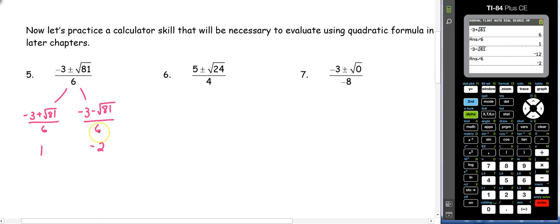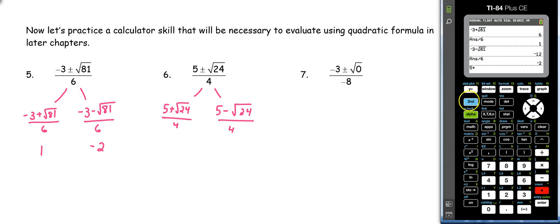In this case, we got nice integers. That's not always going to happen. Sometimes we're going to get decimals when we substitute. So number 6, when we split it apart, we have 5 plus the square root of 24 divided by 4, and 5 minus the square root of 24 divided by 4. In the calculator, we're going to do 5 plus second square root 24, enter, and then divide by 4.